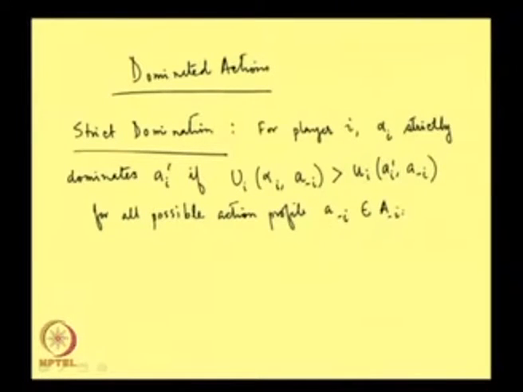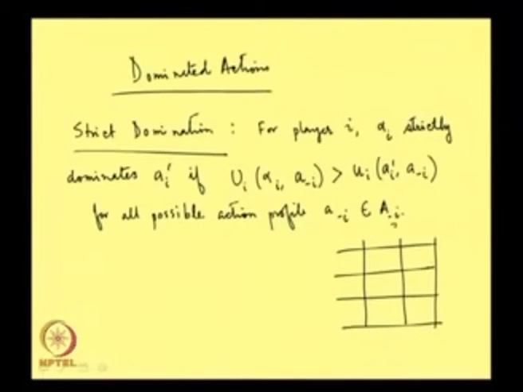So one can give some examples. So there are two players here. Player 1 has 3 actions, player 2 has 2 actions. And these numbers are representing the payoffs to player 1. So I am not writing the payoffs to player 2.